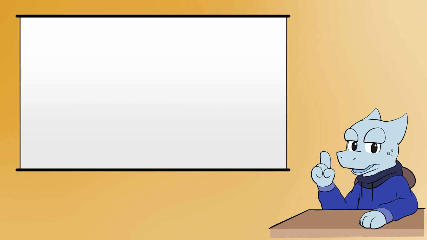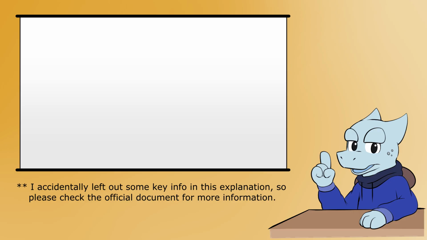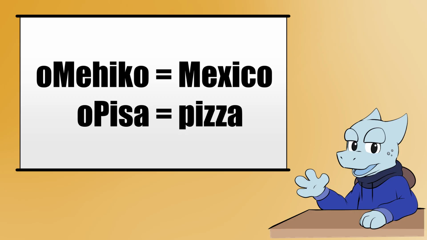Even though Dagapya only has 800 root words, it still needs a system to be able to mark and use words like the names of people and countries. However, this system also extends to words that are nearly universal, being represented in a majority of the top 5 spoken languages. O Mexico means Mexico, and O pizza means pizza. And those are all the basics.